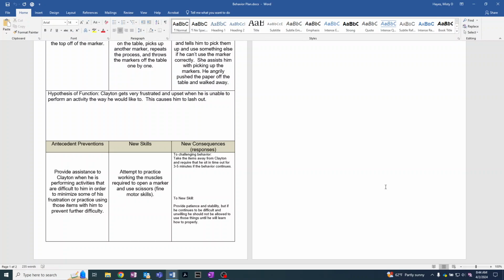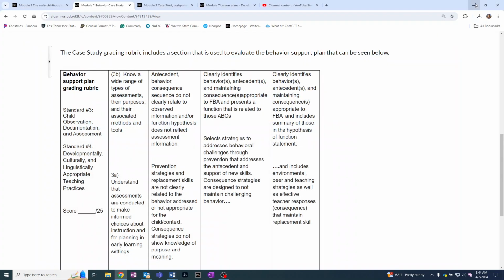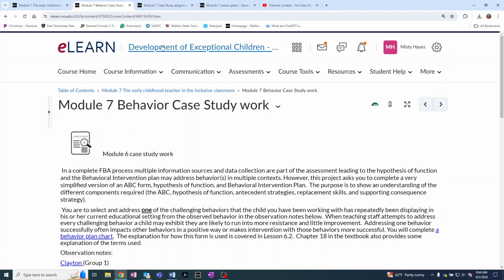Or the guardians, because we want them to be able to teach him independence as well. These things will kind of head off some of those antecedent behaviors. So that's what you're going to be submitting to Dropbox. And again, this example will be underneath the video on the course homepage.